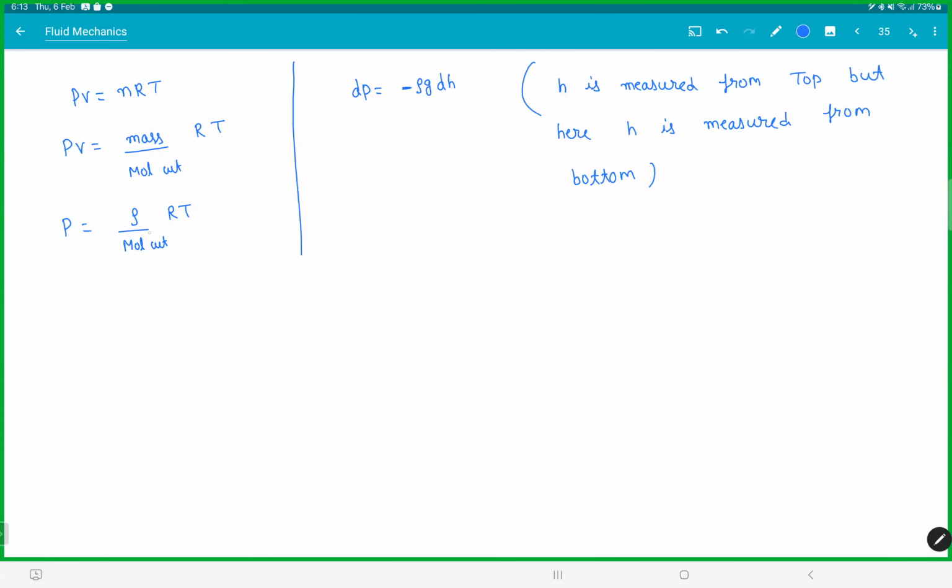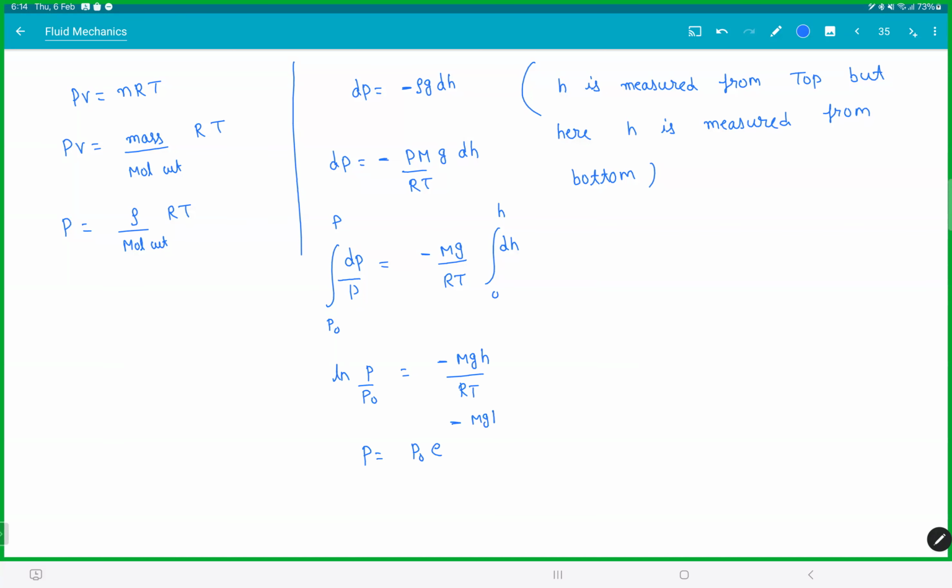So there we got it. Take this rho from here and dump it there. So this will be dP, this is P, molecular weight by RT into g into dh. So we get dP by P is minus Mg by RT dh, integral 0 to h. At 0, the pressure was P naught and then P. That was ln. So ln P by P naught is minus Mgh by RT. Therefore, we get P is equal to P naught into e power minus Mgh by RT.